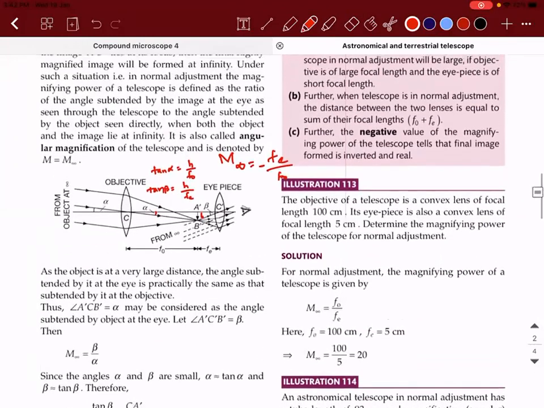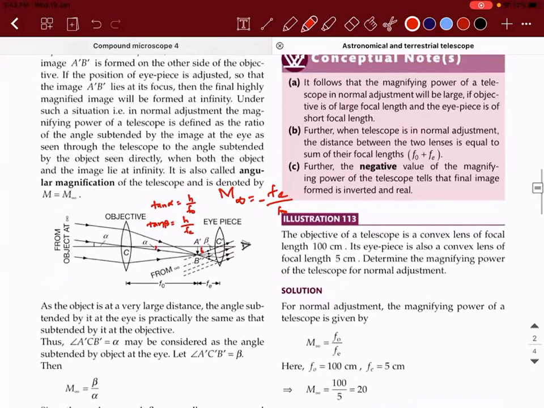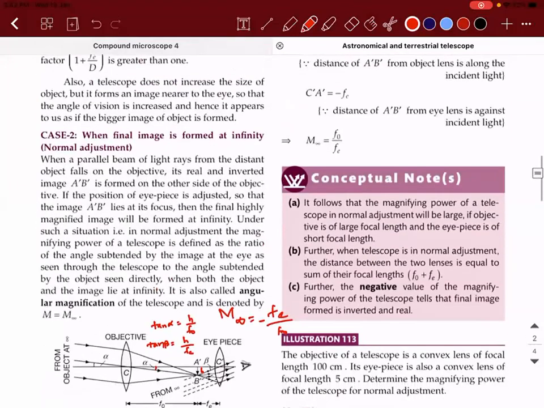So M infinity is tan beta by tan alpha, right? Tan beta is how much? H divided by Fe. So it should be, I wrote it the other way, right, sir? F naught by Fe. Sorry. It should be F naught divided by Fe. The minus. So I hope you understood what that minus sign means. Minus sign indicates that the final image is inverted. That's it.